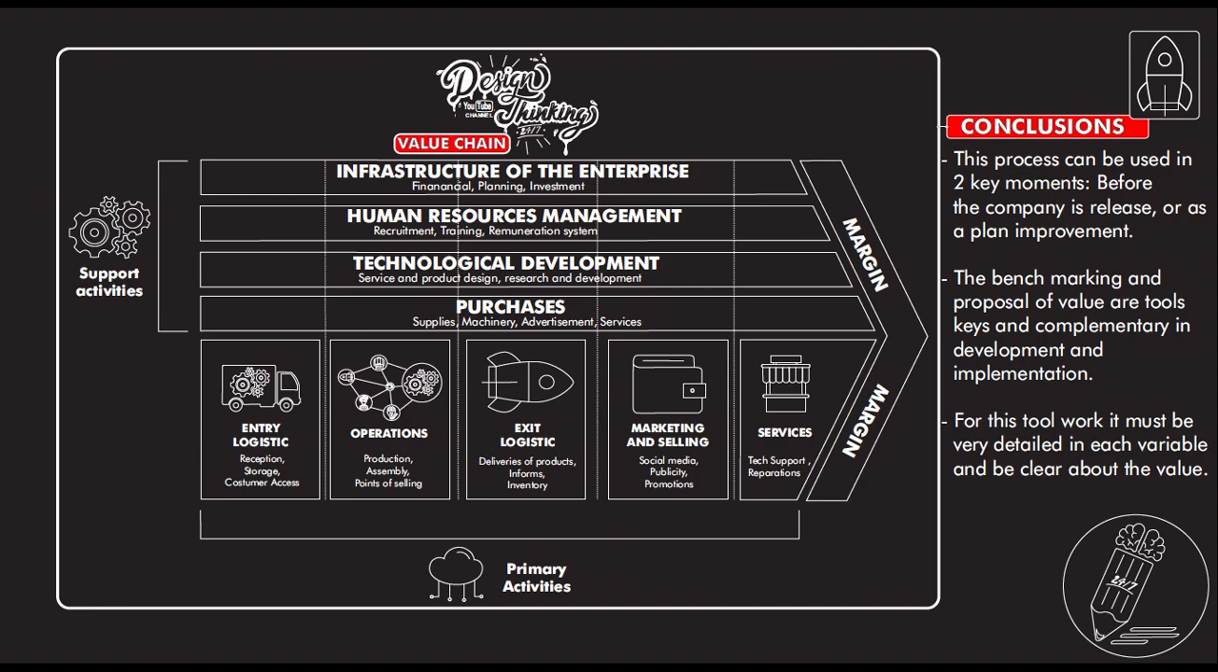As a conclusion, we can say that this process can be used in two key moments: before the company is released or as a plan of improvement. I suggest doing this exercise at least once a year, but the best scenario is that you do it at least every 6 months. Benchmarking and the value proposition are key tools for this development. It's complementary to know in which state your business is compared with your competition.